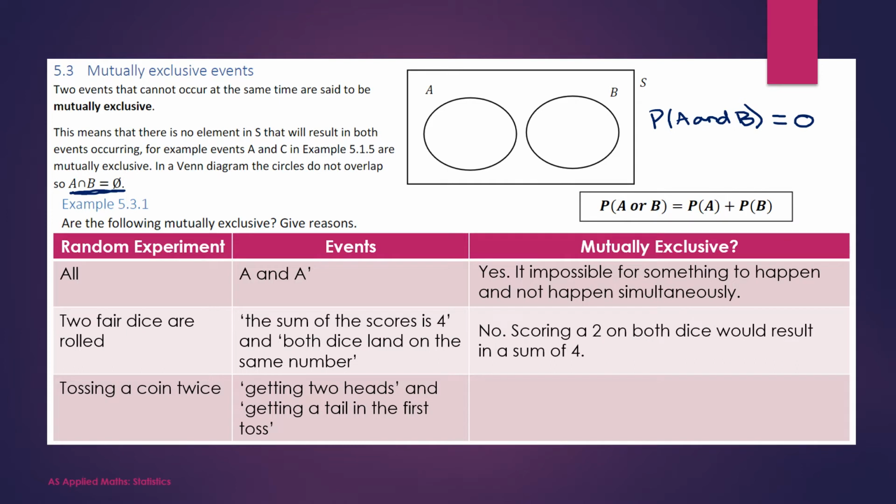If you got a 2 on both dice, you would result in getting a sum of 4. And the final one, tossing a coin twice, and my events are getting 2 heads and getting a tail in the first toss. Well, obviously that can't happen at the same time, so they are mutually exclusive, because if I get 2 heads, then the first toss was a head and it's not a tail.